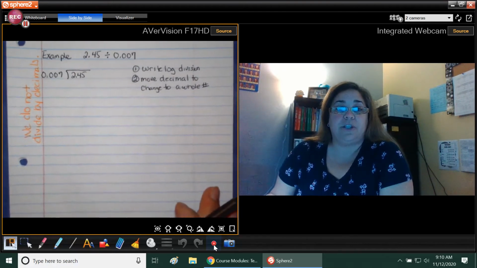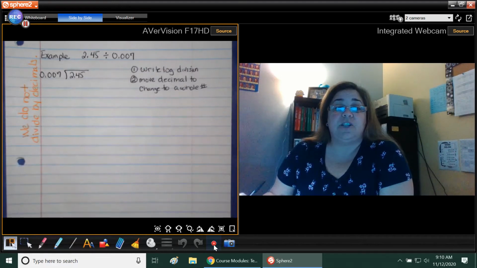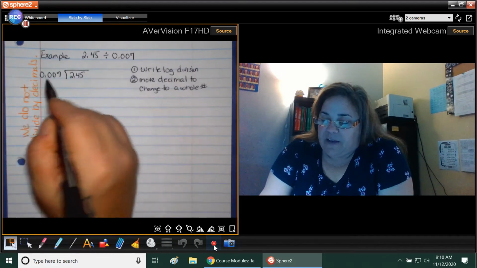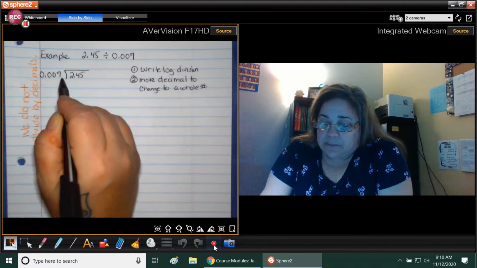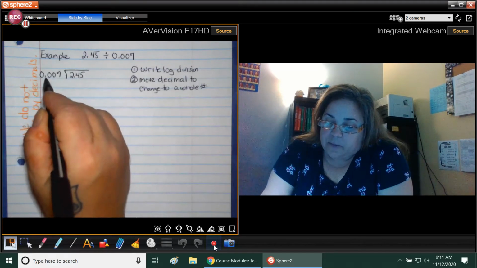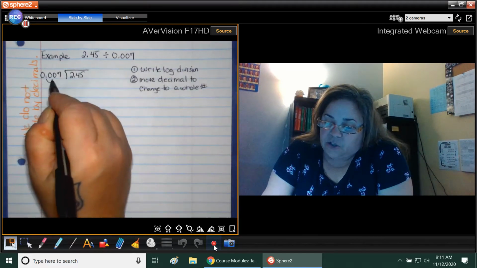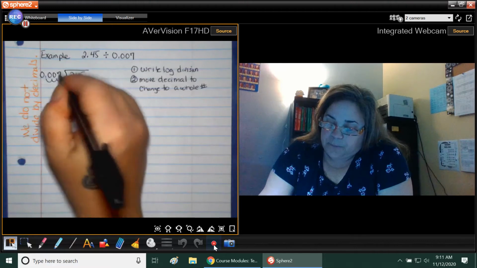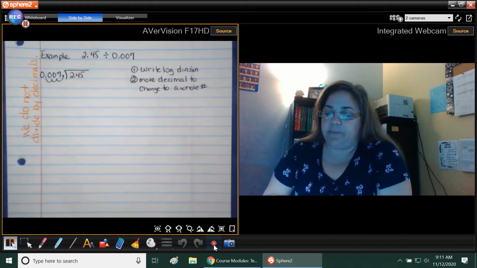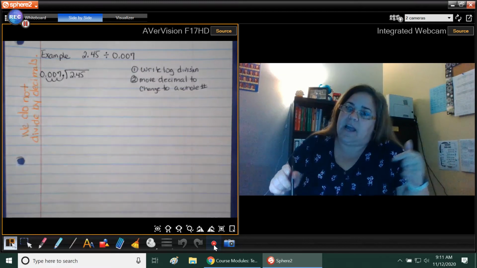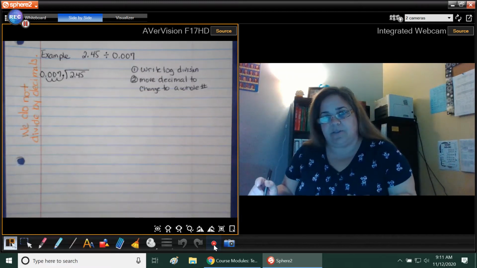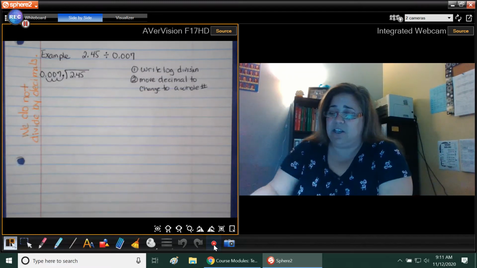Okay, number 2 said move the decimal to change it to a whole number. So if I have my decimal here and I need to move it to a whole number, that means my decimal's got to get from here to here. So how many spots am I moving it? 1, 2, 3. But if I do it at the door, I have to do it inside the house.